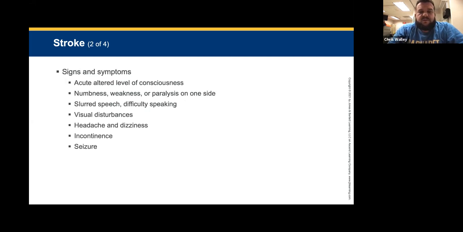Signs and symptoms include altered level of consciousness, numbness, weakness, paralysis on one side of the body. You'll notice the slurred speech, aphasia, visual disturbances, headaches, dizziness, incontinence, and the worst case would be a seizure.